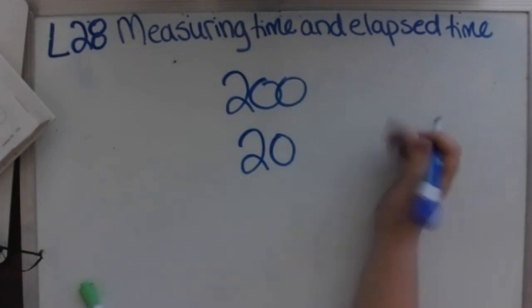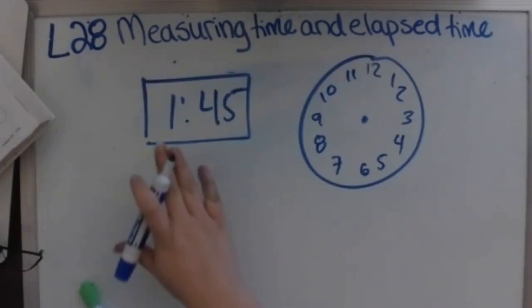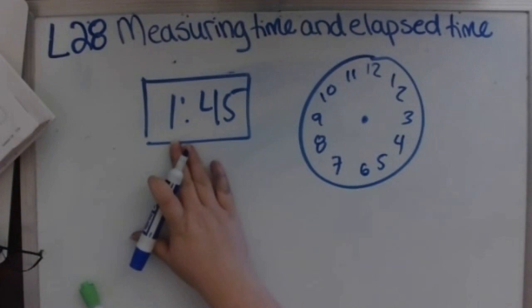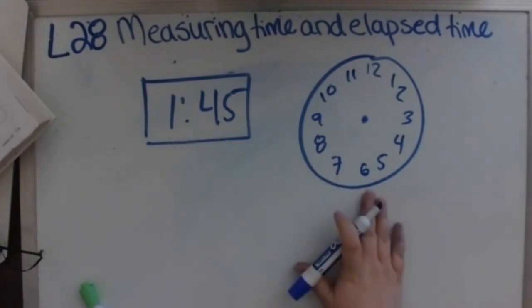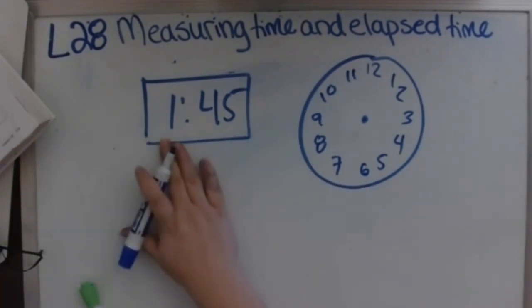Decades, centuries. This is analog, this is digital. So if a question asks you to draw an analog clock, you're drawing this one. If they ask you to draw a digital clock, you're drawing this one.